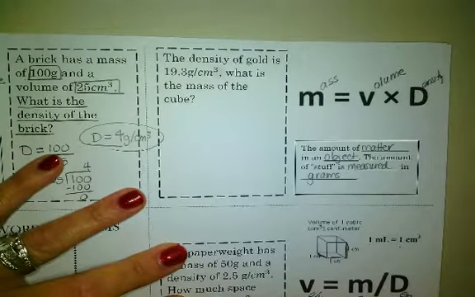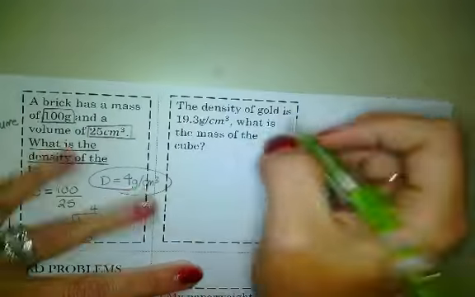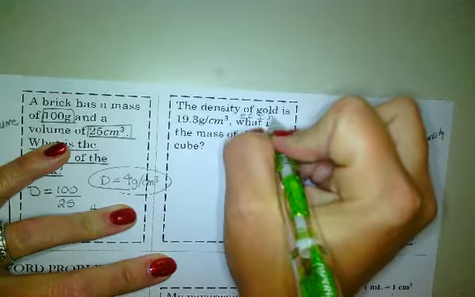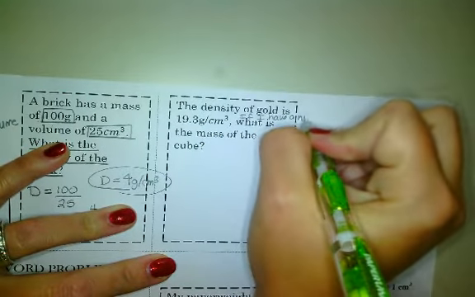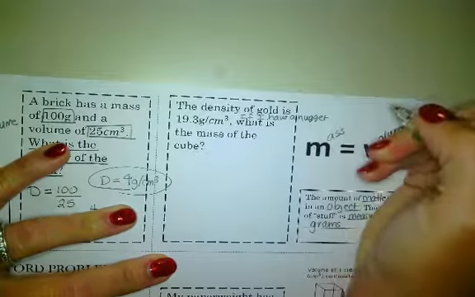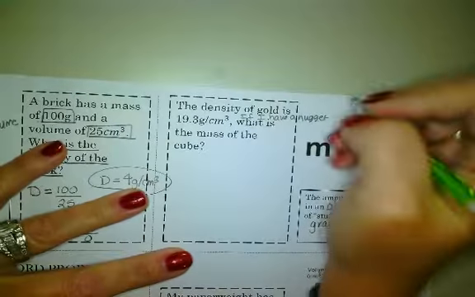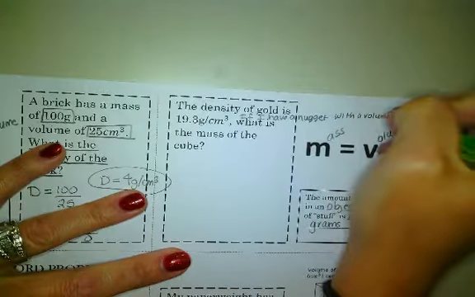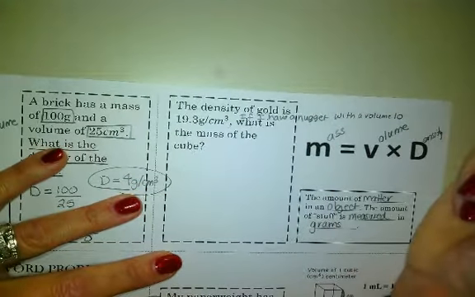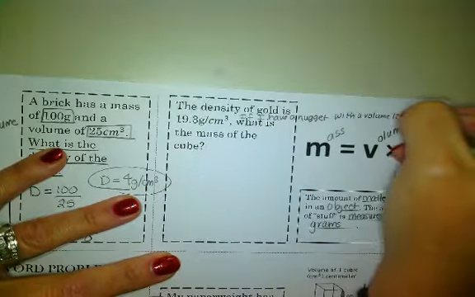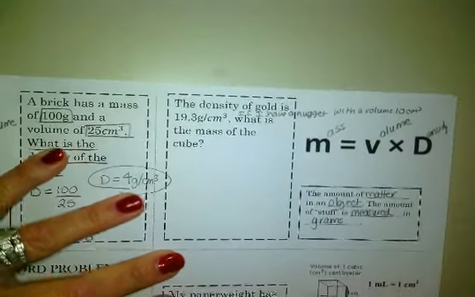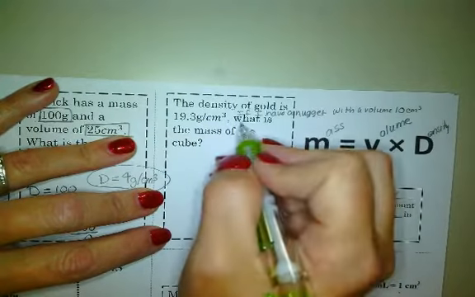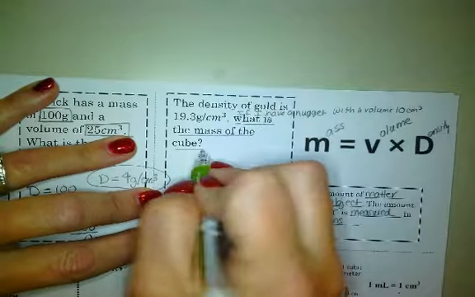If I have a nugget with a volume of 10 centimeters cubed. Okay, sorry about that, guys. So what is the mass of the cube? Well, there's our question, so we can underline that. What is the mass of the cube?